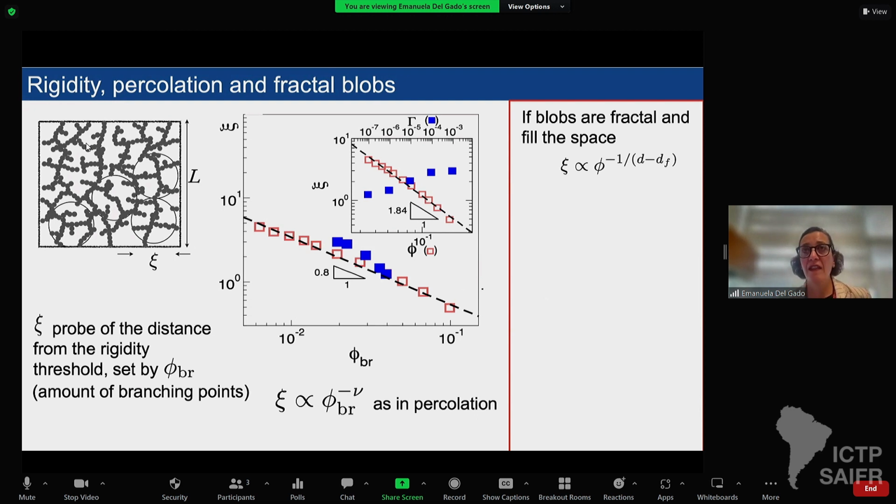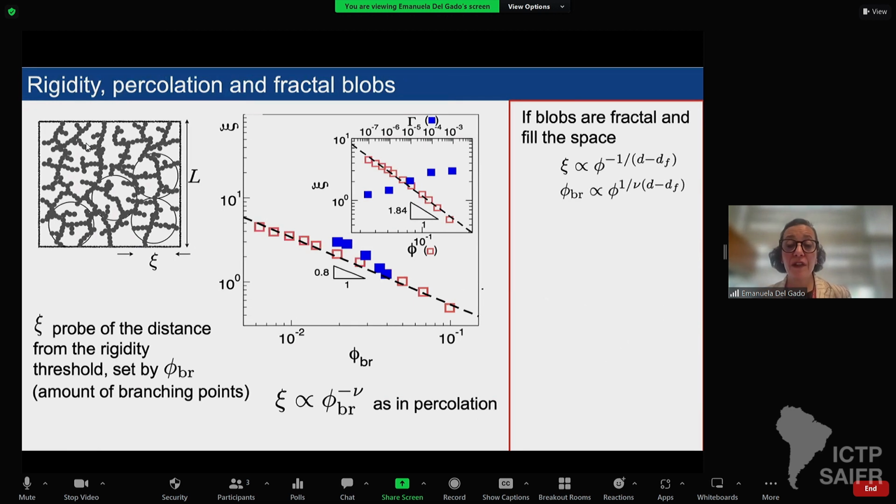If I think that my blobs are actually fractal and they fill the space, it means that the dependence of xi on the volume fraction of the particles should be of this type. This is just the usual argument. I have a certain amount of particles, which corresponds to a certain volume fraction, and I make blobs of fractal dimension df in the dimensional space, and so that's the relationship between the size of the blobs and the amount of particles that I have.